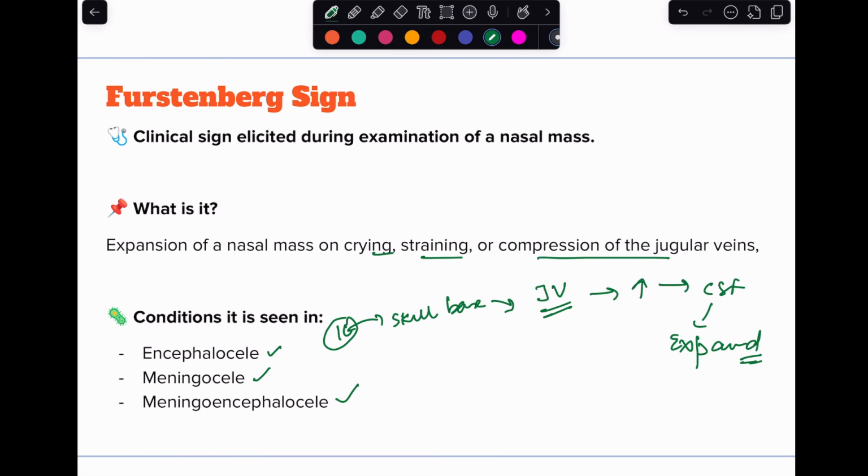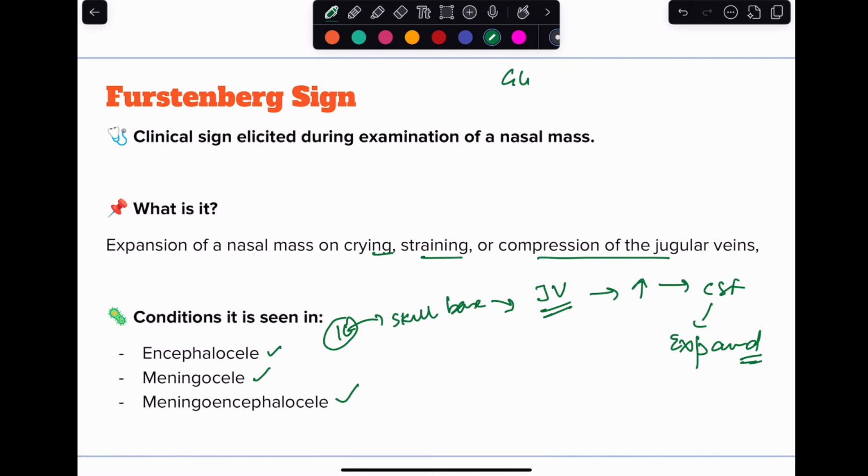And this was named after Furstenberg, who was the one who described this characteristic expansile pulsation of the encephaloceles with raised intracranial pressure maneuvers. So Furstenberg sign is a typical sign you'll be seeing in case of encephalocele, meningocele, and meningoencephalocele. And there's another MCQ that you should know about in terms of congenital midline nasal mass.